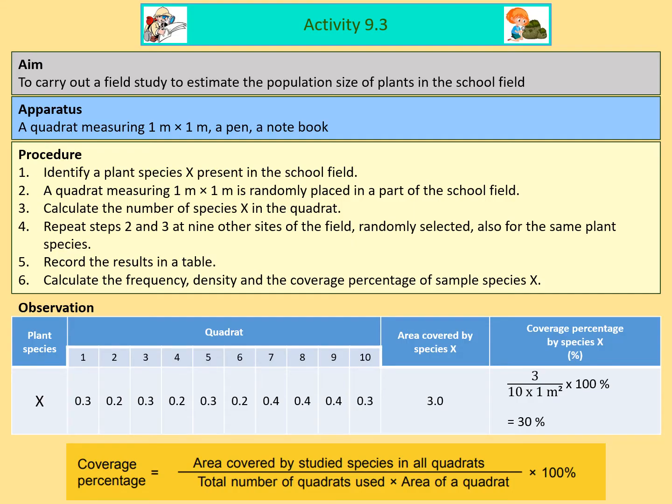Now the calculation of the coverage percentage of species X in the school field. Area covered by studied species in all quadrats is 3. The total number of quadrats used is 10, and the area of a quadrat is 1 meter square, times 100%, so the answer is 30%. So the coverage percentage of species X in the school field is 30%.